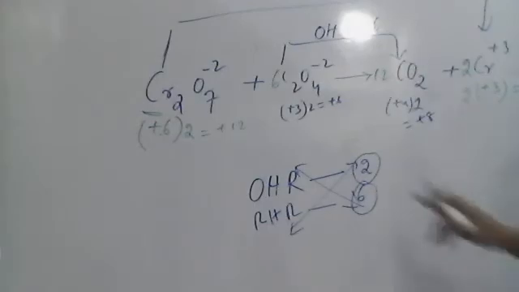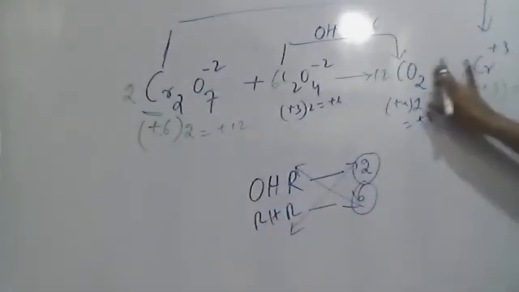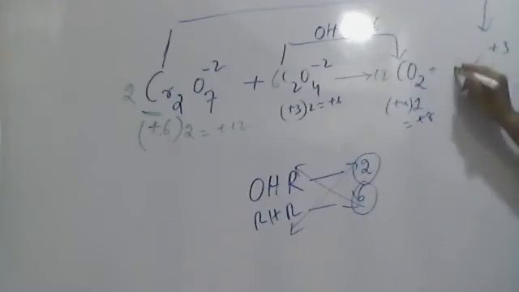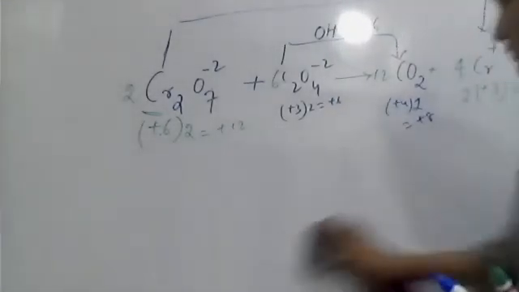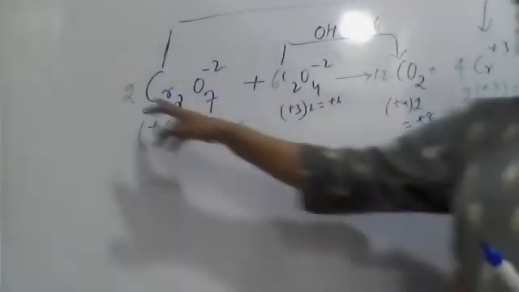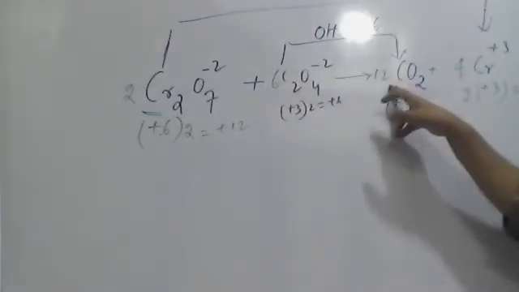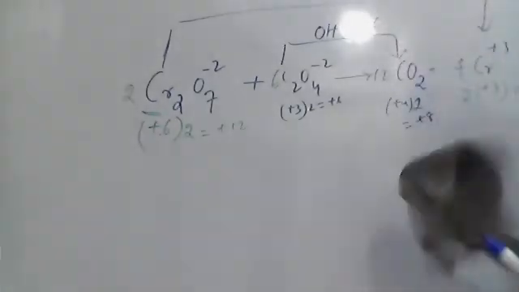And next here RHR into 2. 2 Cr2O7 -2, and this will become 2 2s are 4. Or since I got double, this 2 may be 1, this 6 may be 3, this 12 may be 6, and this 4 may be 2 also. Now I don't want these charges.